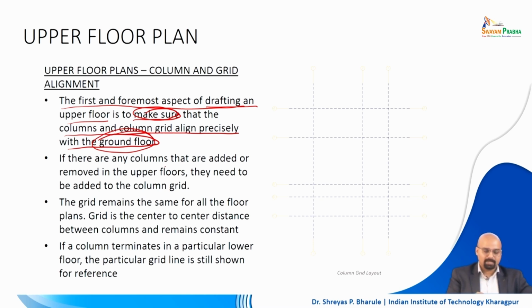So if there are any other columns that are added or being removed on the upper floor, they need to be mentioned and added to the column grid, right. So, that is something very important.